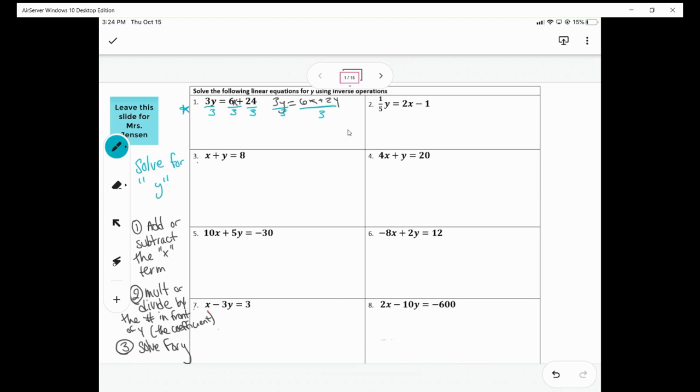So y equals 6x divided by 3 is 2x. 24 divided by 3 is 8. We have solved this equation for y.